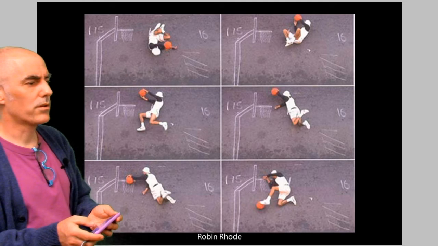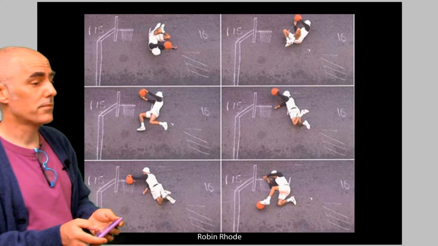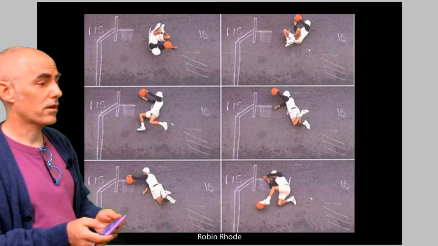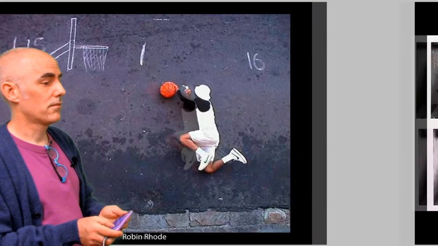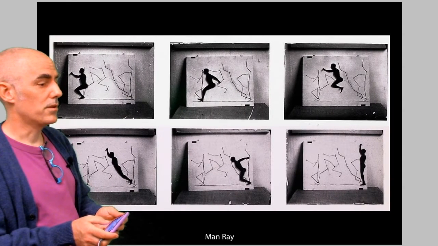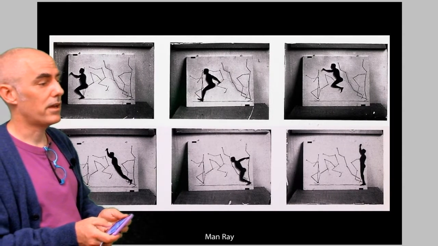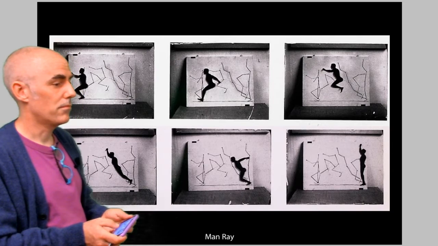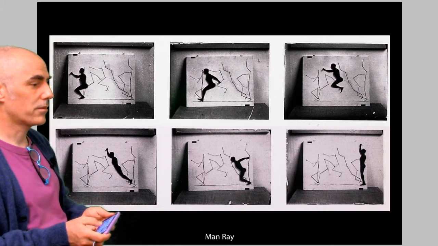Here we have some more. This is dunking a basketball, right? It's drawn with chalk. Here we have actually earlier, this is Man Ray, making these sort of paper cutouts of someone jumping.